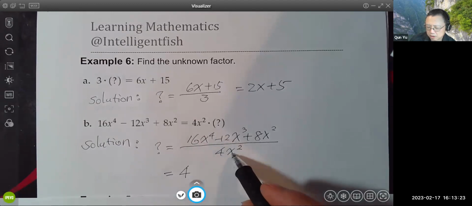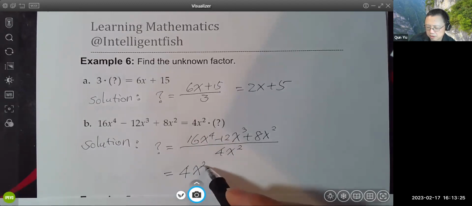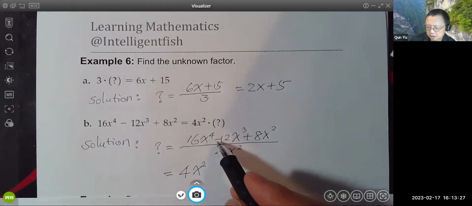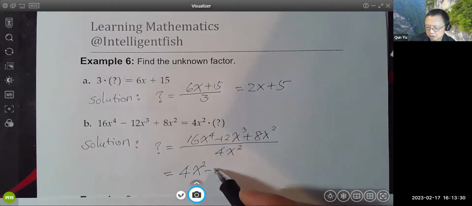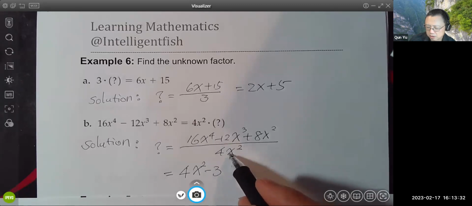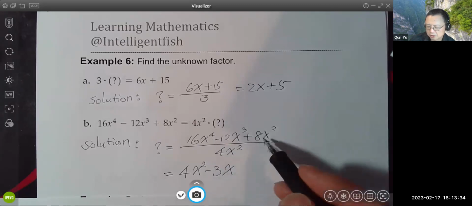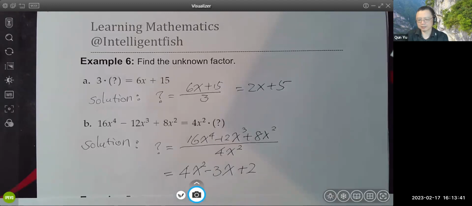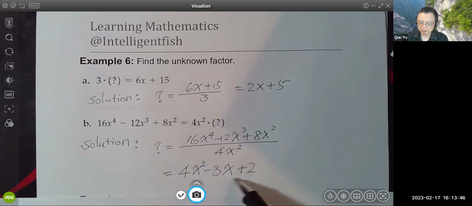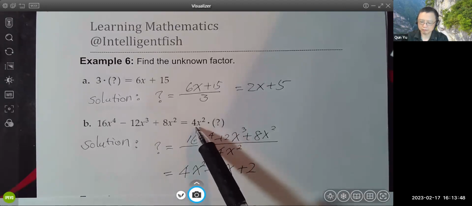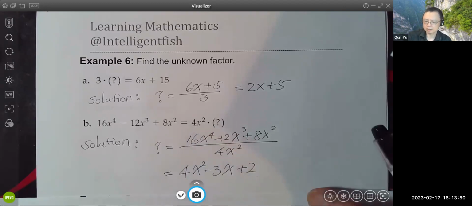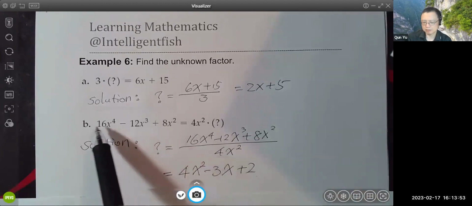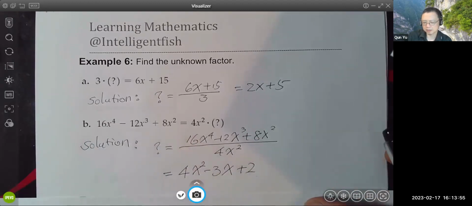And x squared canceled, you get another x squared left from the top. Negative 12 divided by 4, that's negative 3. X squared canceled, you get 1x left. 8 divided by 4, that's positive 2, and x squared canceled. So that's the final answer. Again, if you want to double check, replace the question mark with this expression and multiply it by 4x squared, and see if they are equal or not. And they are equal in this case.